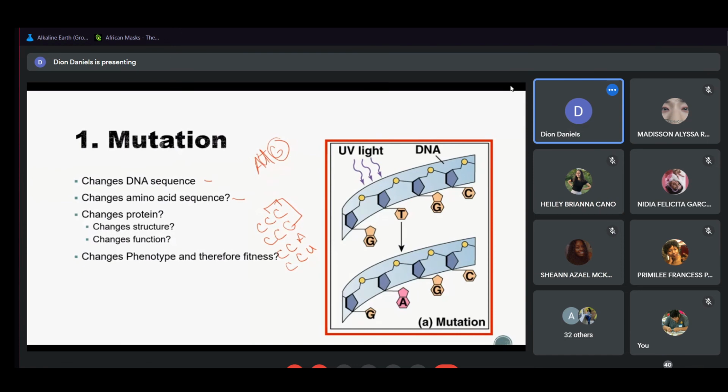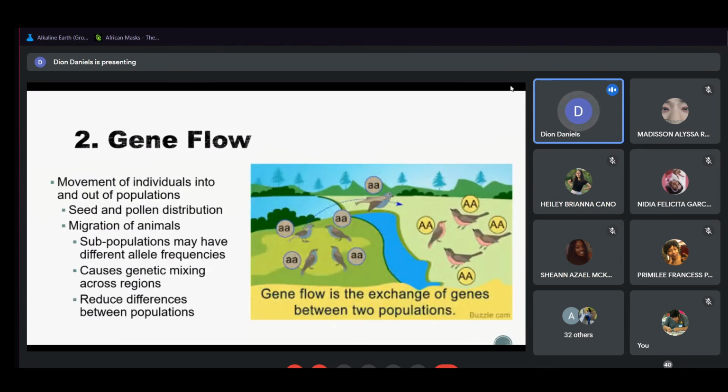All right, next I want to talk about gene flow. Gene flow is a concept where we talk about movement of individuals into and out of populations, and that this can cause the population's genes to change. So when we're looking at a population level, because remember, evolution does not happen in an individual, evolution happens in a population.